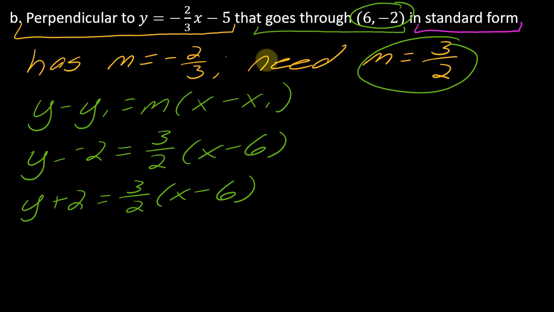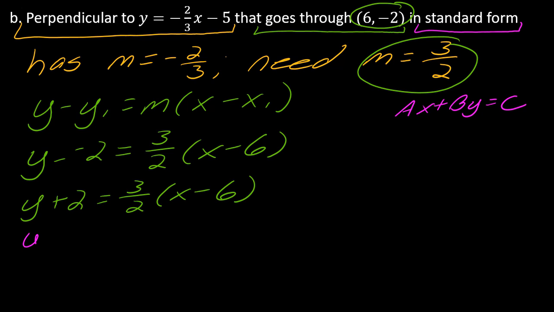I have my point and my slope in an equation, and now I need to get that equation into standard form. Just as a reminder, standard form is ax plus by equals c, and a, b, and c cannot be fractions, so that will matter later in this problem. Okay, to get this party started, I want to distribute this 3/2 into the set of parentheses.